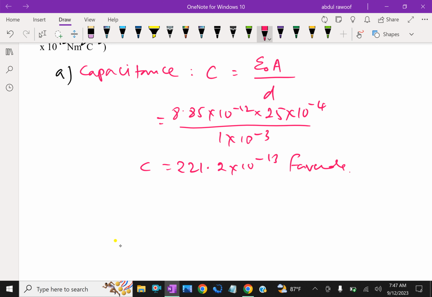which is equal to 22.12 into 10 power minus 12, because, one please go back, this is farad converted to picofarad, 10 power minus 12 is pico, therefore you can say 22.12 picofarad.